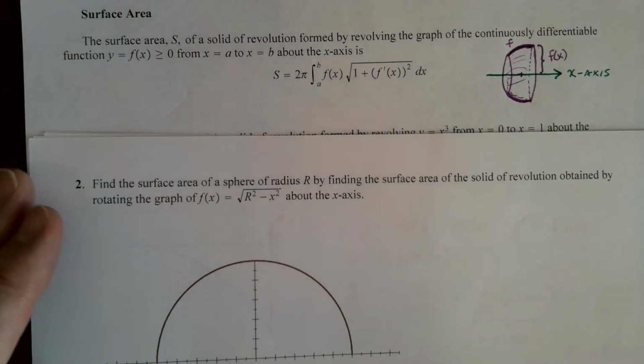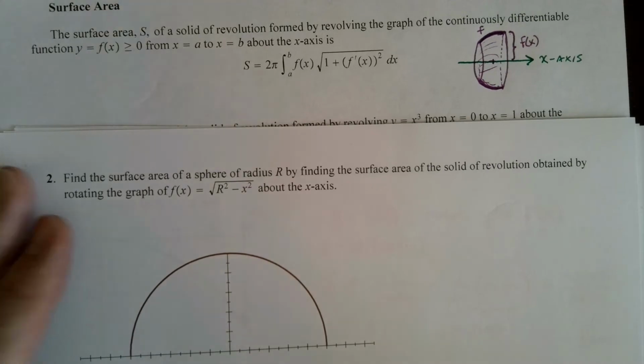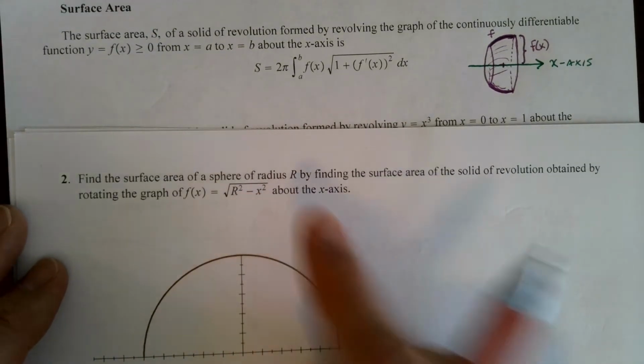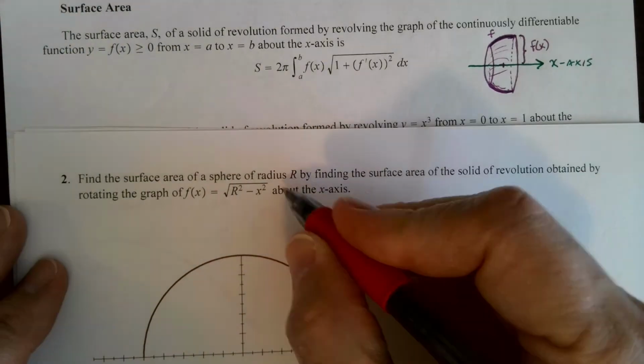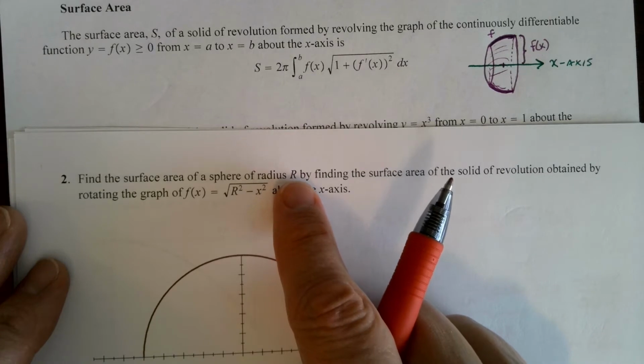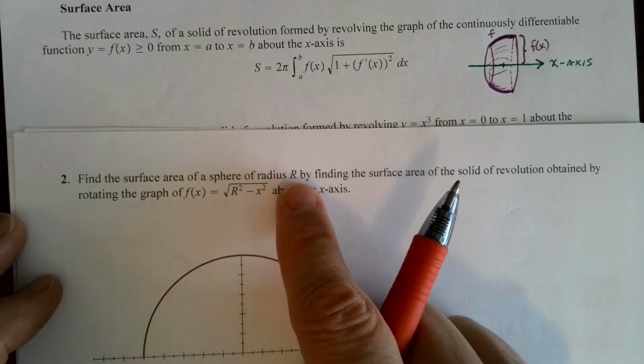Okay, so I want to do one last example of surface area here, and we're going to find the surface area of a sphere of radius r. Some of you might know the formula for that. Capital R is our radius. That's a fixed quantity, so whatever that radius is, it's not a variable, it's a fixed quantity for a given sphere of radius r. What is the surface area?